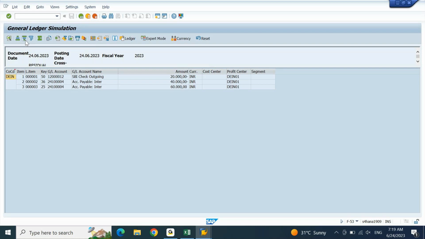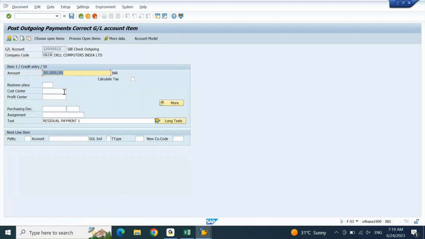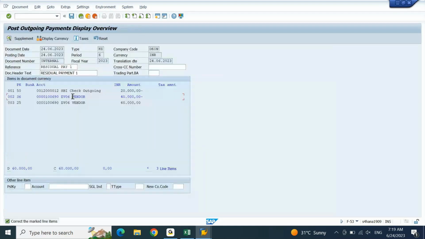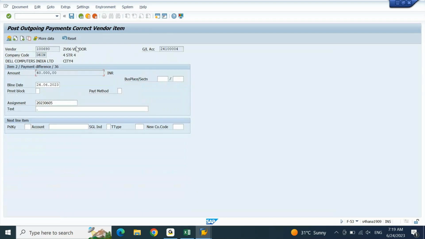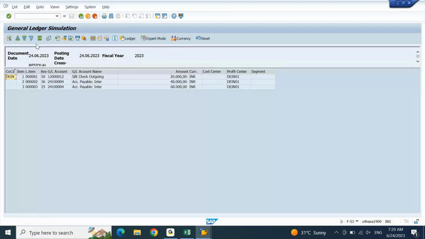Now let me come back. I have given profit center here. I will not give profit center because according to the actual functionality, system has to take profit center from your original invoice to the balance amount. I'm now leaving the profit center blank. Process open item, simulate, and then simulate general ledger. Is this taking the profit center? If I go to expert mode, we'll come to know how profit center is taken.